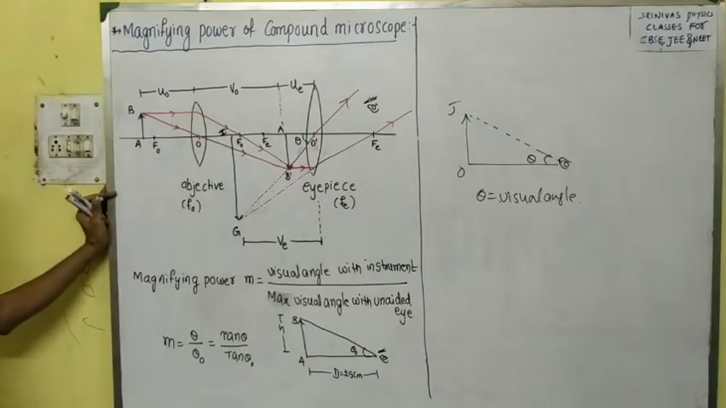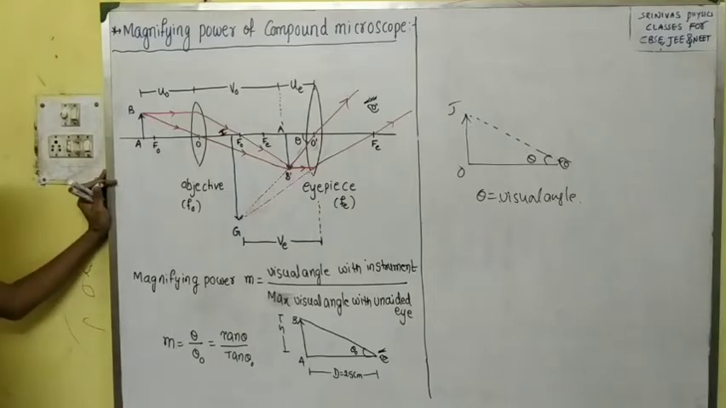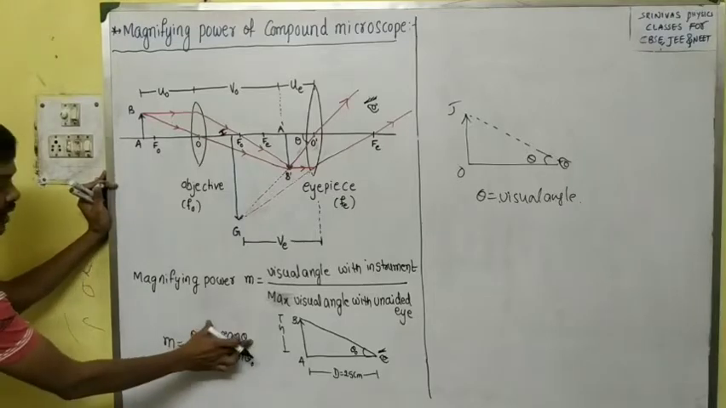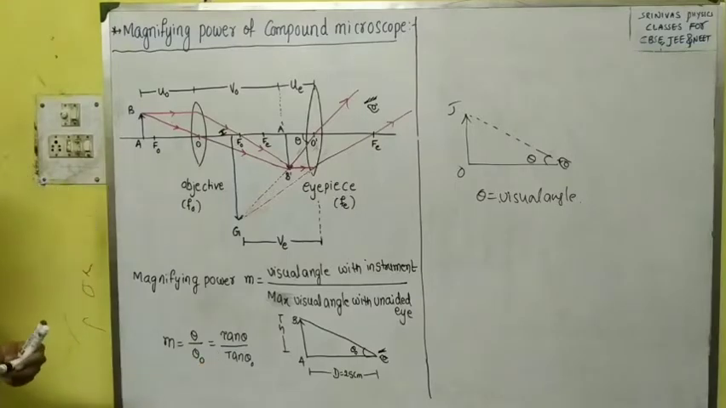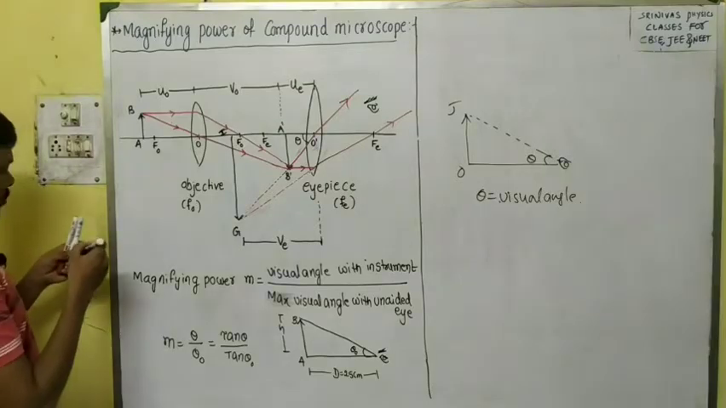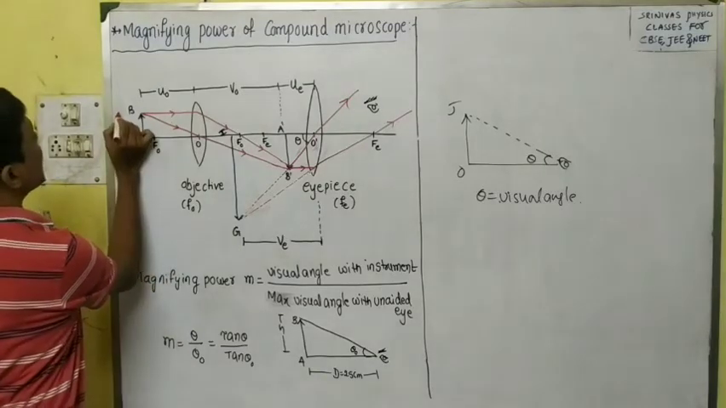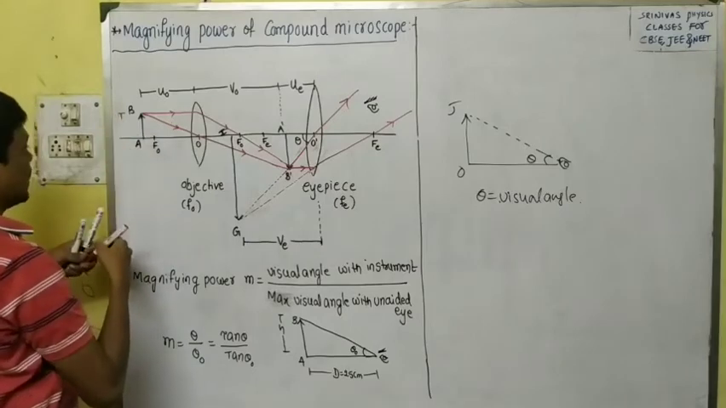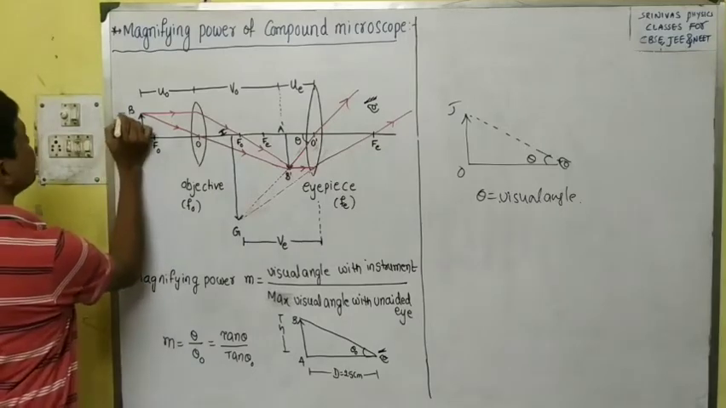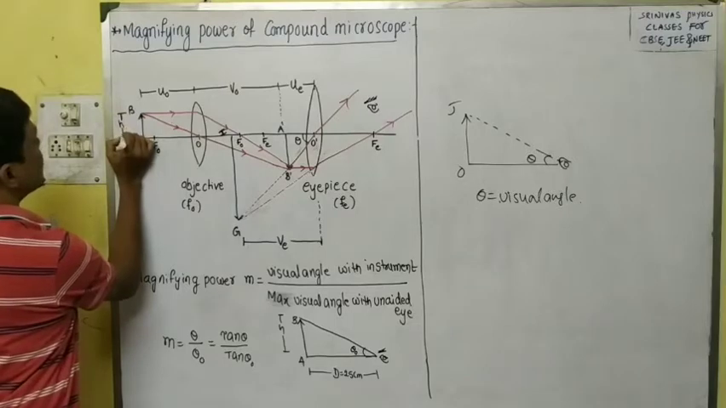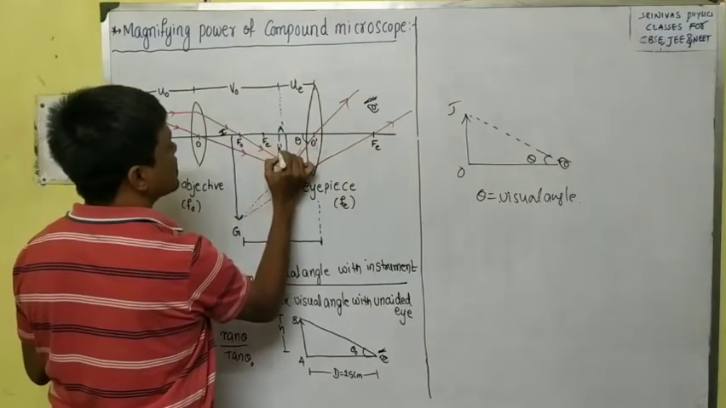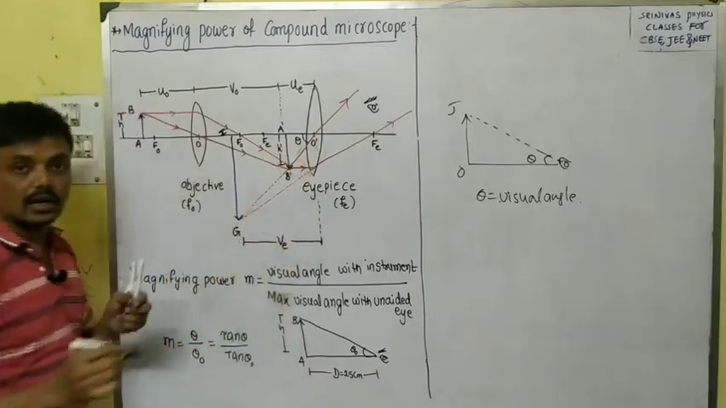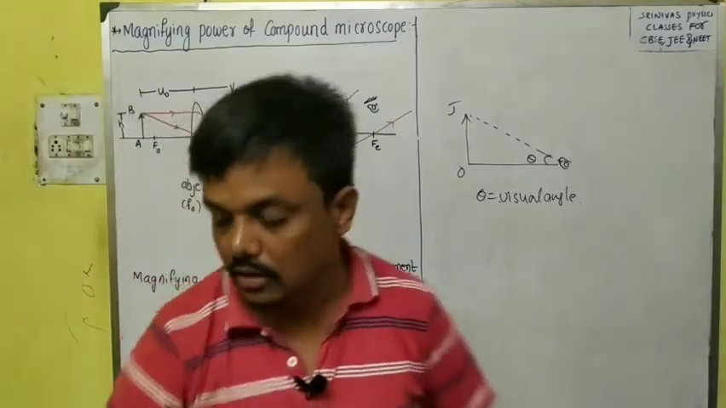And now I am going to derive the magnifying power formula. For that, first we have to write the tan theta, and next we have to write the tan theta naught formulas, and then after that I have to simplify this. And I am taking the object height as h, and it forms the image. This image height I will take as h dash. Okay, h dash. And now we have to simplify it.